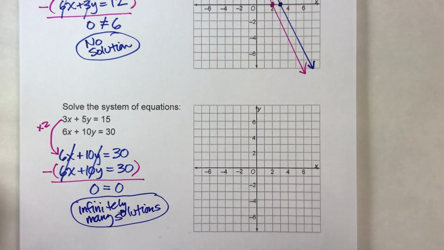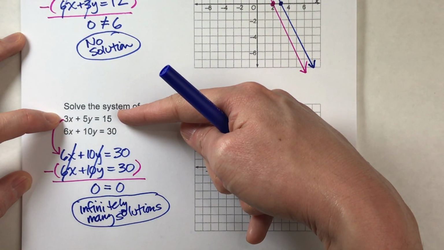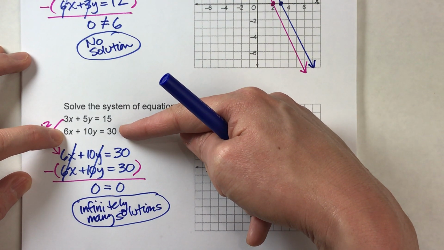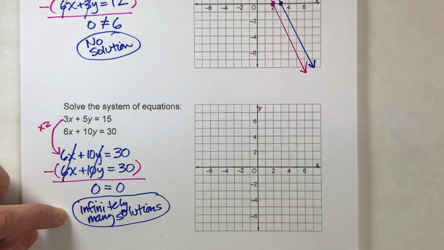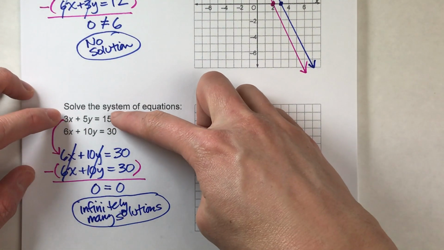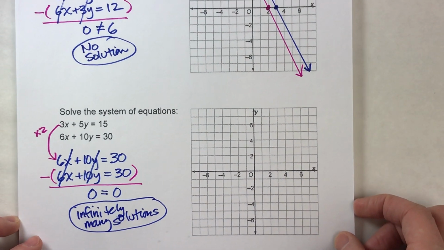Infinitely many solutions. What that means is that any combination that will work on that first equation will also work on the second equation. So there's a lot of different possible answers for this one. Okay? So any combination that works on the first one will also work on the second one. That's what that means.